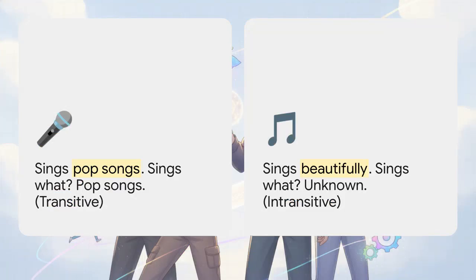And you know, context is everything here. A lot of verbs can easily adapt based on how you're using them. Think about this. She sings pop songs. Sings what? Pop songs. Boom, it's transitive. But then look at she sings beautifully. Sings what? We don't actually know. Beautifully is just telling us how she sings. So in that case, the exact same verb is functioning purely as an intransitive verb.